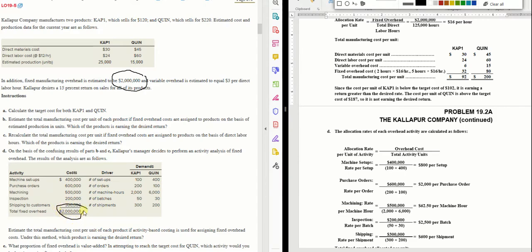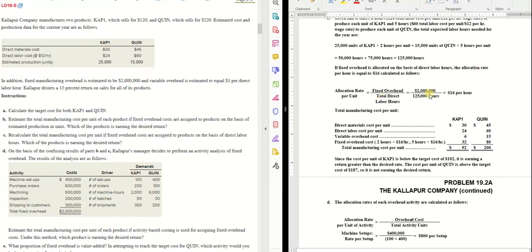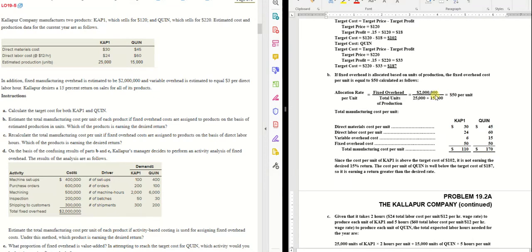So if you go to 5B, it's wrong. These two have to be the same. Now what I'm saying is, I'm going to split up my overhead and have, instead of one base, notice I had applied all 2 million based on labor hours. Here I applied all 2 million based on units of production.